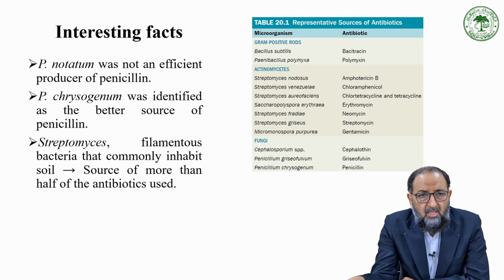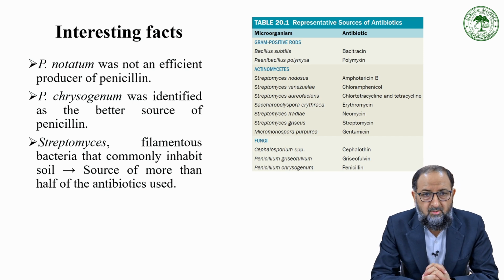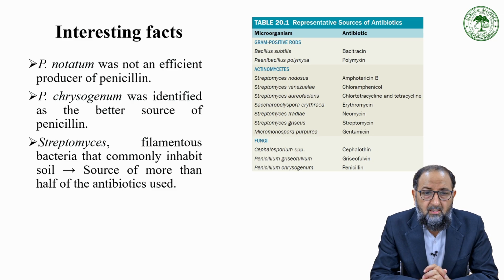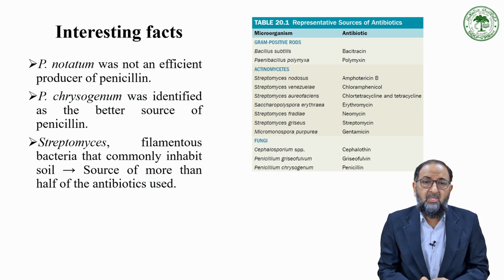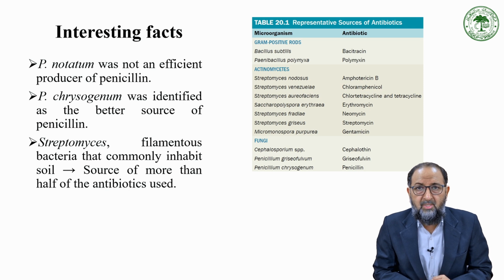activity of these antibiotics. There's an interesting fact that Penicillium notatum was not an efficient producer of penicillin, number one. Penicillium chrysogenum was identified as the better source of penicillin. Then Streptomyces is a filamentous bacteria, just like a fungus, and it commonly inhabits soil and is the source of more than half of the antibiotics used today. So this is how these microorganisms are producing several kinds of antibiotics.